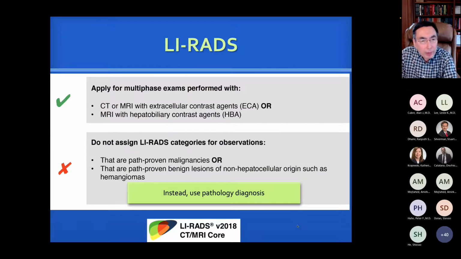Remember, never assign a LI-RADS score to a path-proven malignancy or mass, because the whole purpose of LI-RADS is to assign a probability of HCC, and that's irrelevant if we have a path diagnosis.